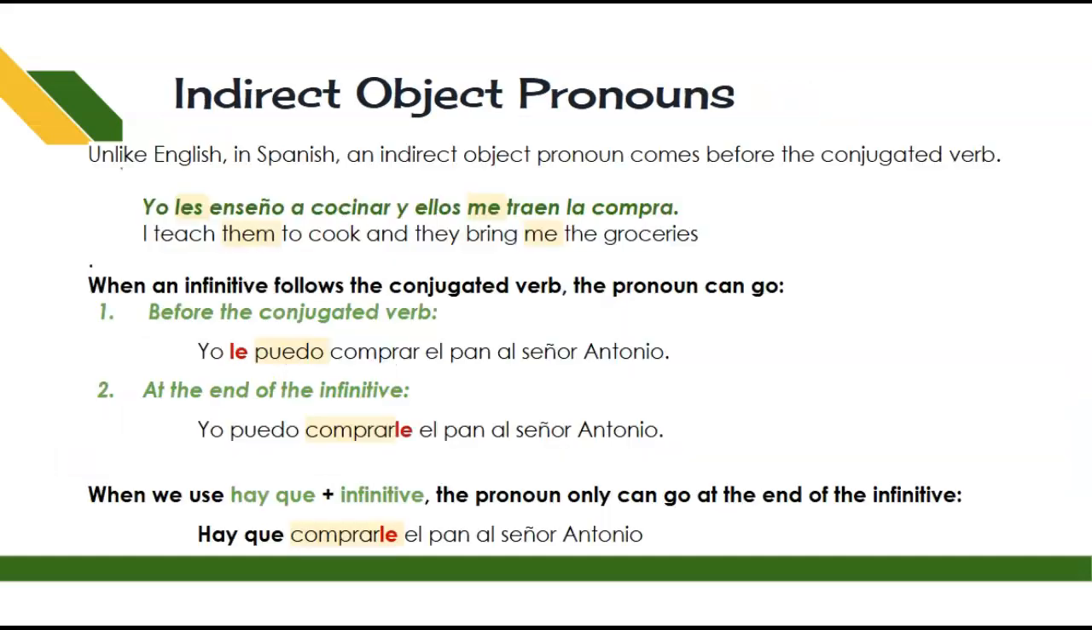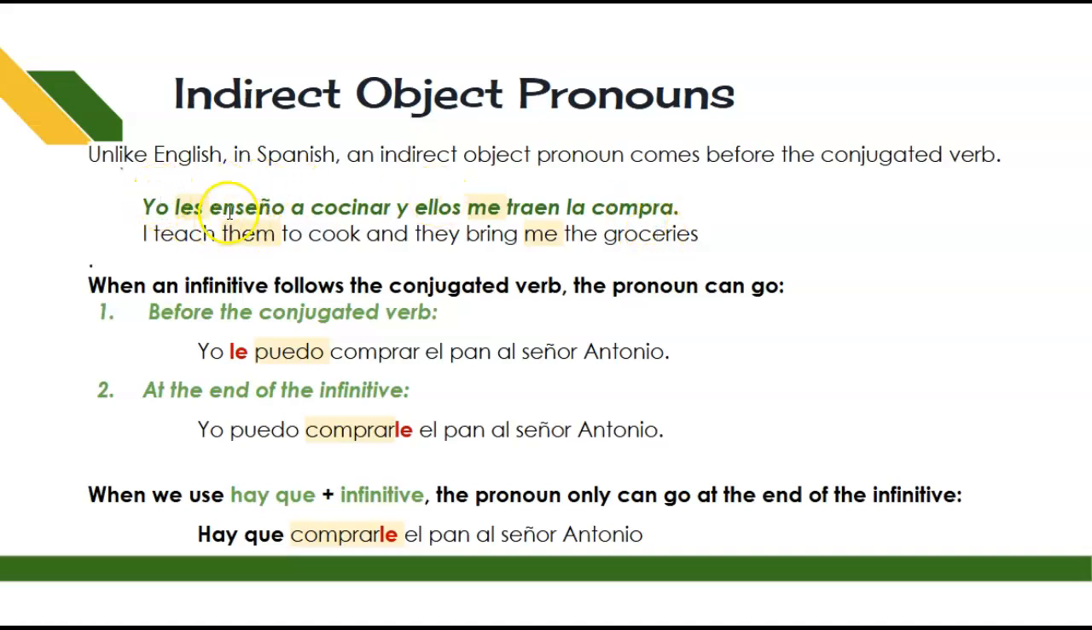All right. Unlike in English, in Spanish the indirect object pronoun comes before the conjugated verb. So again, just like the direct object pronouns, you've got to put them before the conjugated verb. Yo les enseño a cocinar y ellos me traen la compra. I teach them to cook and they bring me the groceries. So me comes before traer, and they don't match because they are bringing. Ellos traen. Who are they bringing it to? They're bringing it to me.